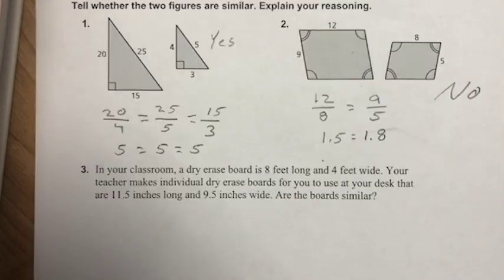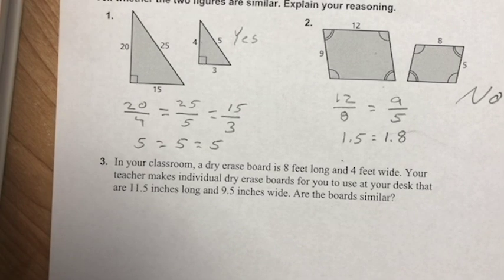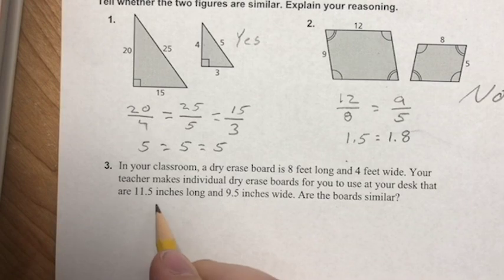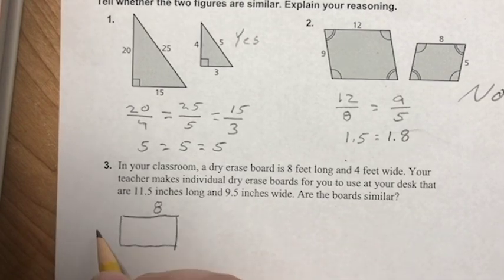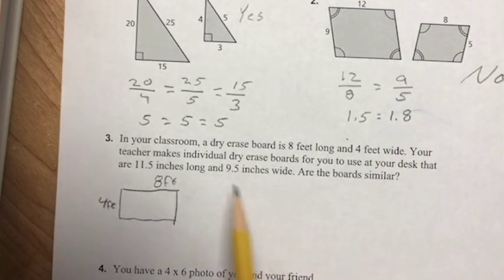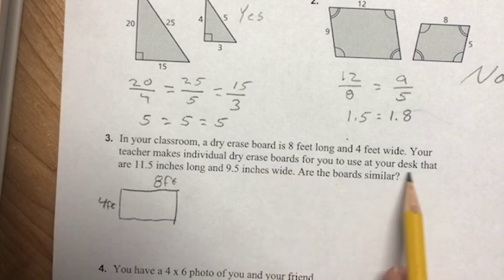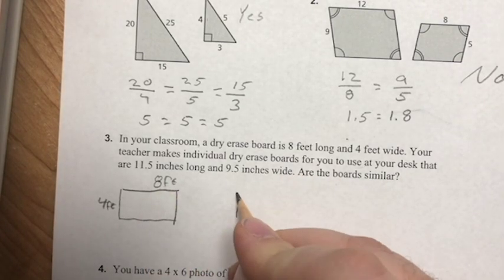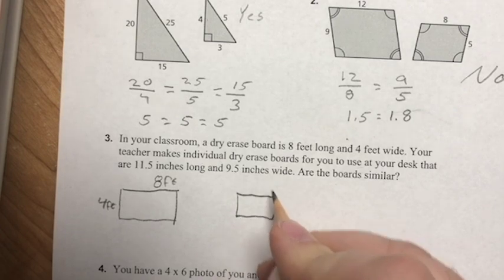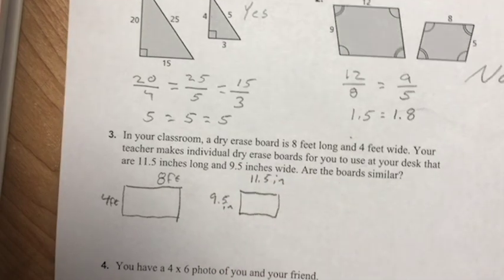All right, let's move on to number 3. In your classroom, a dry eraser board is 8 foot long by 4 foot wide. So I have an 8 foot long and 4 foot wide board. Then it says the teacher makes individual boards for you to use at your desk that are 11.5 inches long. So I'm just going to draw another shape here: 11.5 inches long and 9.5 inches wide.